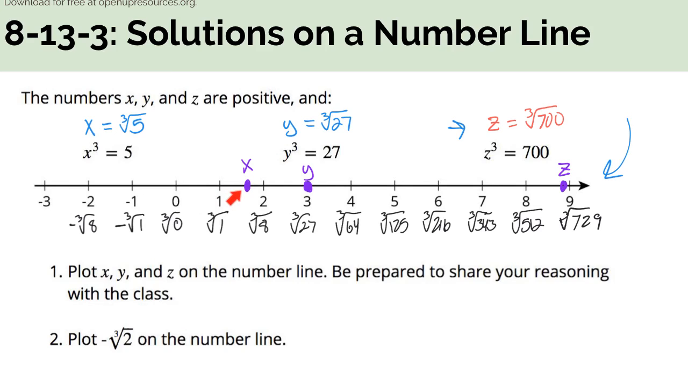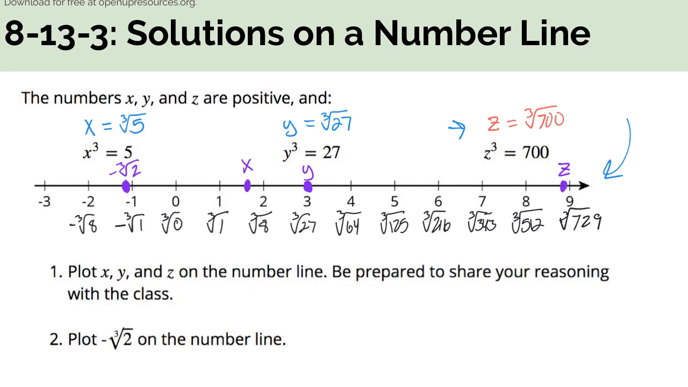All right, so here's what we end up with. Here's the position of x, y, and z. And then number 2, plot the negative cube root of 2 on the number line. Well, that's going to be right here in the negatives, just on the other side of the cube root of 1.